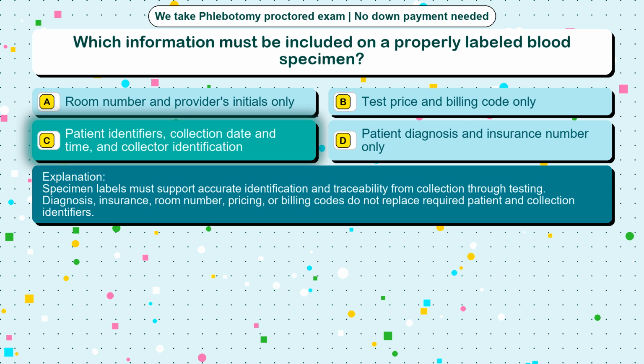Specimen labels must support accurate identification and traceability from collection through testing. Diagnosis, insurance, room number, pricing, or billing codes do not replace required patient and collection identifiers.